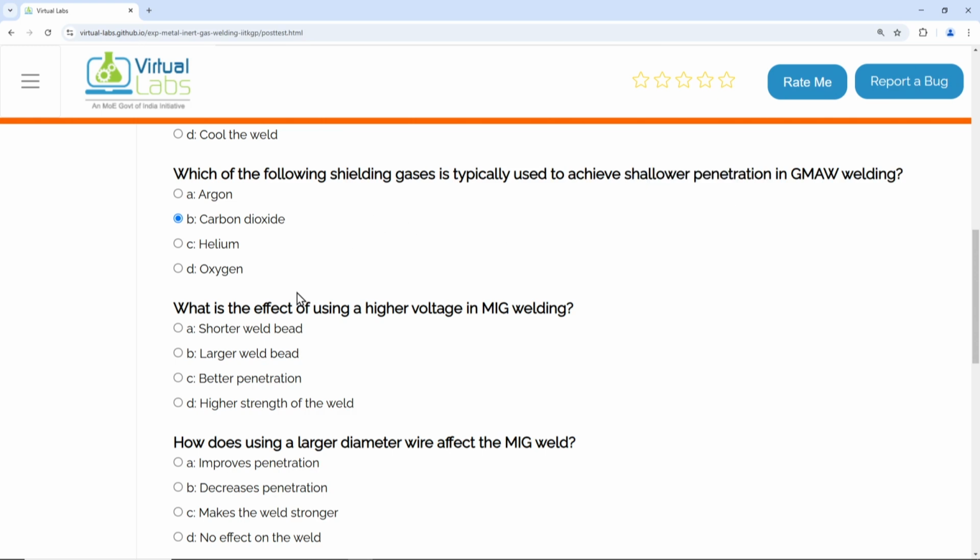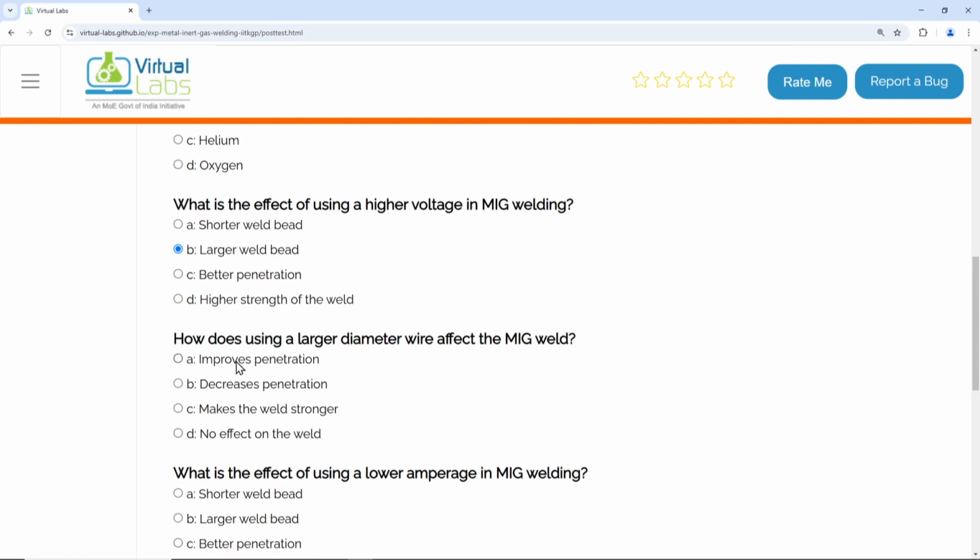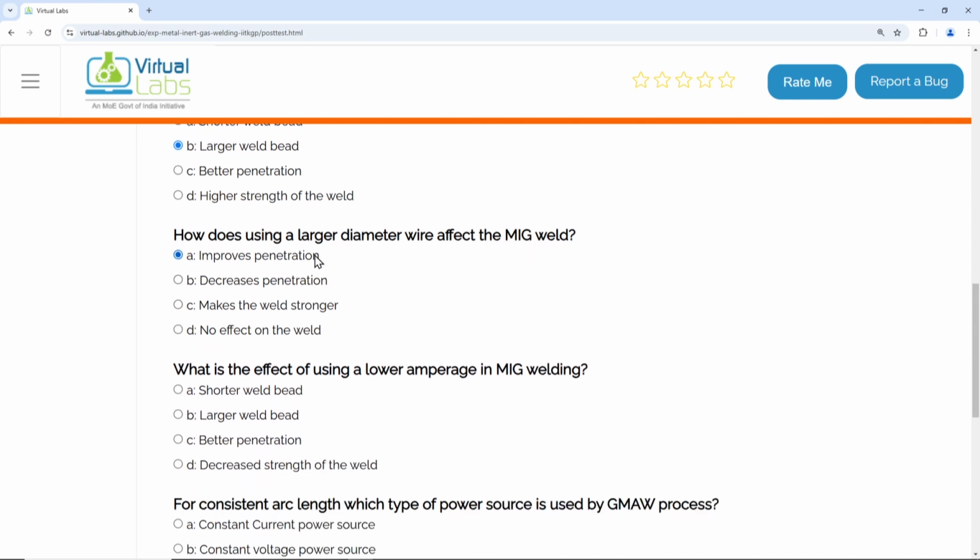What is the effect of using a higher voltage in MIG welding? When using a higher voltage, larger weld bead is created. How does using a larger diameter wire affect the MIG weld? It improves penetration, because if the diameter is higher, the overall bead size becomes bigger. What is the effect of using a lower amperage in MIG welding?